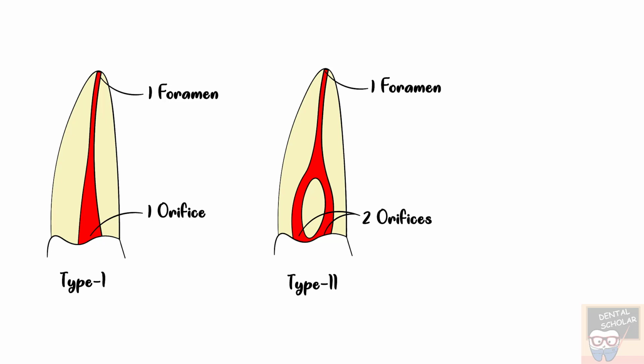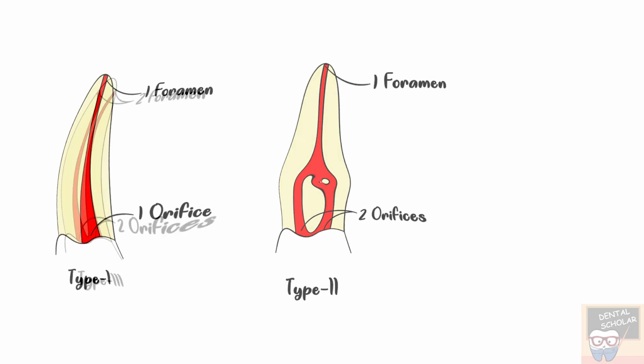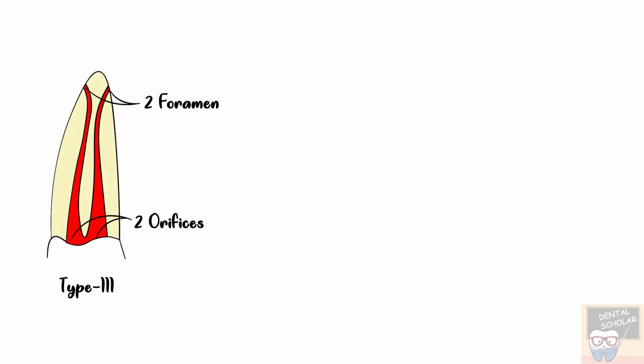So there are 2 root canals when they start at pulp chamber, but they end at the apex in a single root canal. So this is our answer, type 2. So in both type 1 and type 2, there is a single foramen at the apex. In type 3, 2 root canals start at 2 orifices and end at the apex as 2 separate foramen. So there are 2 root canals throughout.